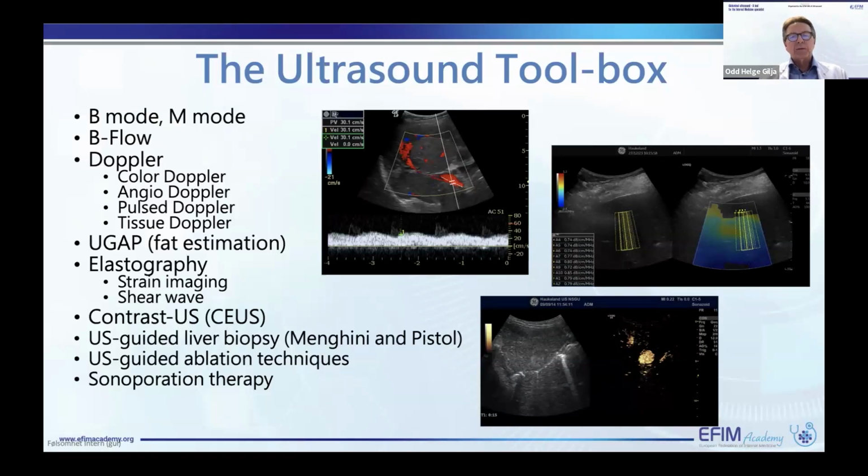We can estimate fat of the liver with new elegant methods, as you can see on the right image here. Elastography has brought us further ahead regarding how to estimate fibrosis of the liver, and we can use strain imaging. We can also use shear wave imaging. And moreover, contrast-enhanced ultrasound, which is shown in the lower picture, can help us to gain more information about focal lesions of the liver, but not only the liver, also the bowels, the kidneys, the pancreas, and so forth.